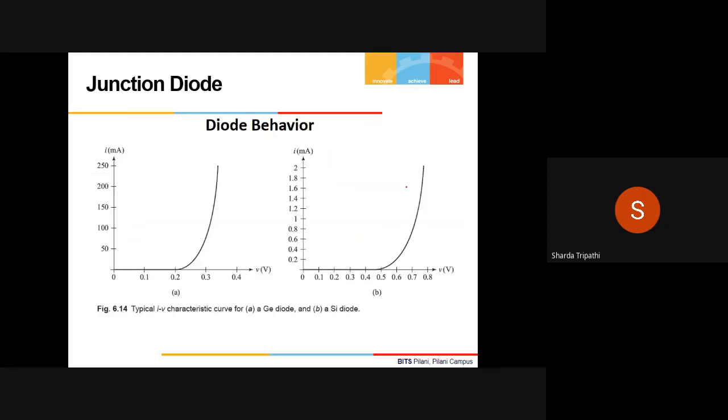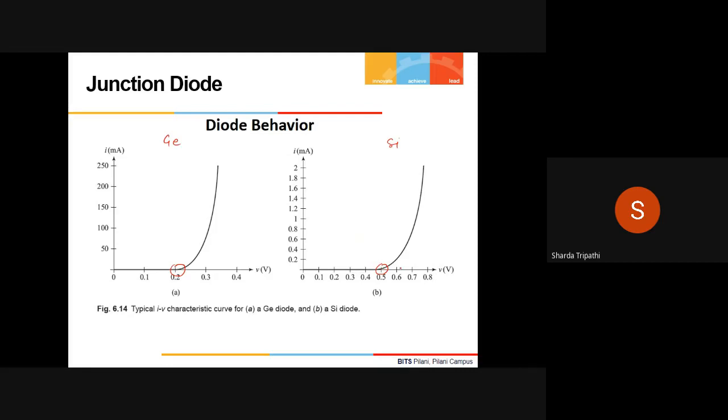Now let us compare the diode behaviors. So first diode here, this is a germanium diode and this is a silicon diode. Almost the behavior is the same, just that the reverse saturation current for germanium is more than silicon, but let us see what's happening in the forward bias region. So first thing that we observe over here is the cut-in voltage. For germanium, the cut-in voltage is 0.2. For silicon, the cut-in voltage is somewhere around 0.5. So the cut-in voltage of germanium is less than the cut-in voltage of silicon.